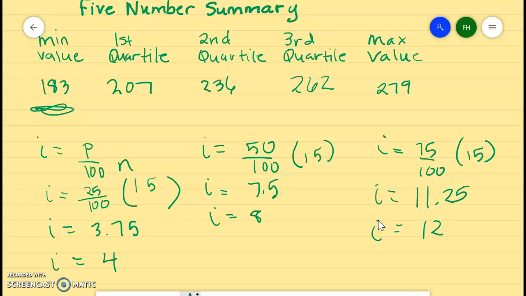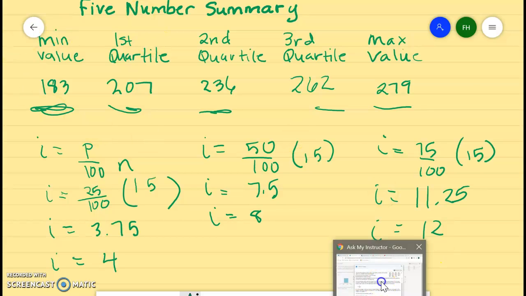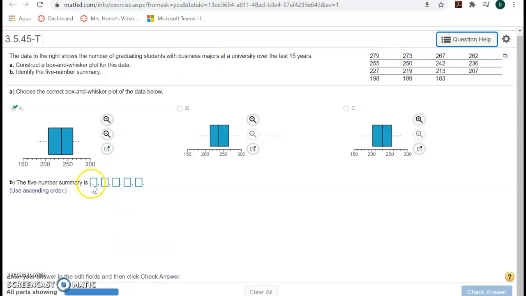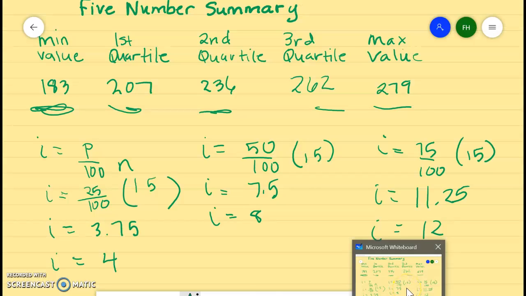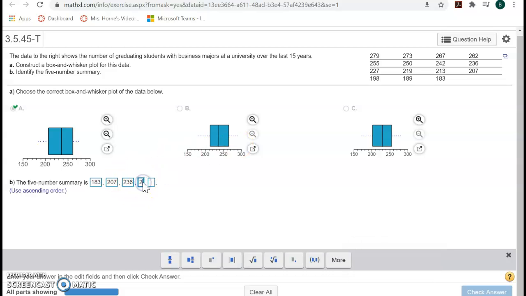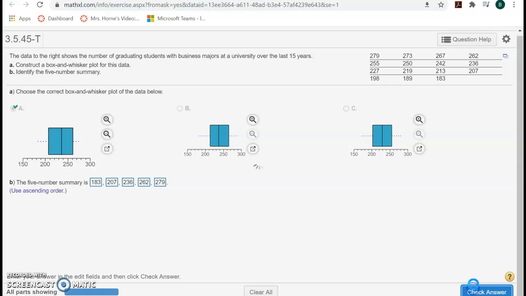Notice that your numbers should be going in order here, from smallest to greatest. If something doesn't look right, then you need to go back and recalculate. So 183, 207, 236, 262, and 279. And that is how you find the five number summary. Let me know if you have any questions.